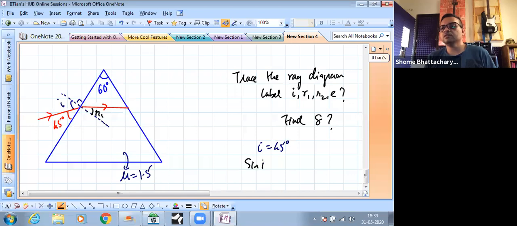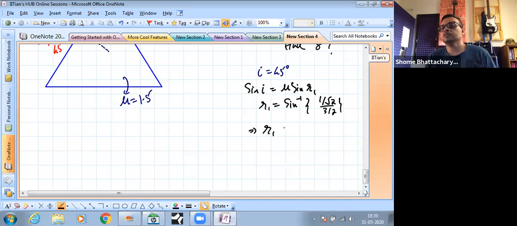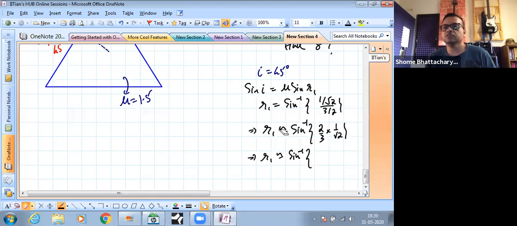So sin I is equal to mu sin R1. So R1 will become sine inverse of 1 by root 2 divided by 3 by 2. Okay. So R1 is approximately sine inverse of 2 by 3 into 1 by root 2. So R1 will be equal to sine inverse of, now I'll do the approximation. Two by 3 is approximately 0.67 and 1 by root 2 is approximately 0.7.